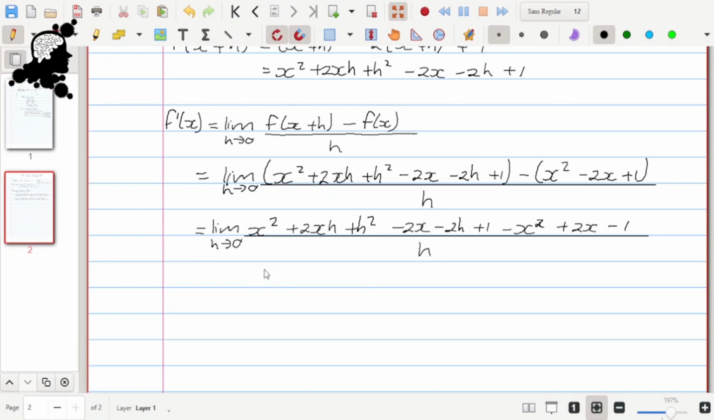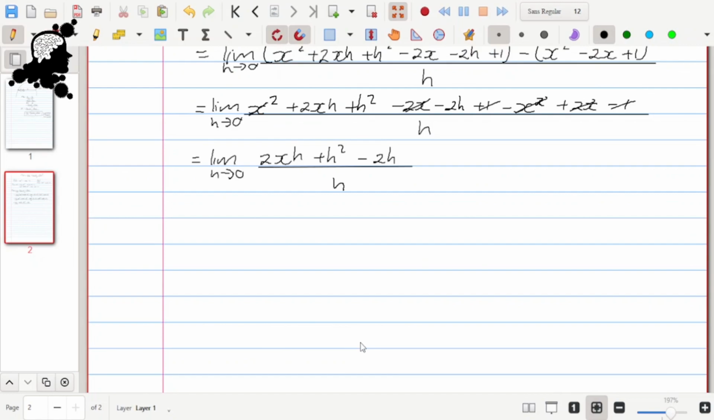Perfect. If you did things correctly here, you would notice that the terms that do not have h as a coefficient will cancel out. In other words, x squared will cancel out with negative x squared. Negative 2x and positive 2x will cancel out. Positive 1 and negative 1 will cancel out. If your terms that do not have h as a coefficient do not cancel out, it means you did something wrong. So let's write down what we remain with: 2xh plus h squared minus 2h, divided by h.